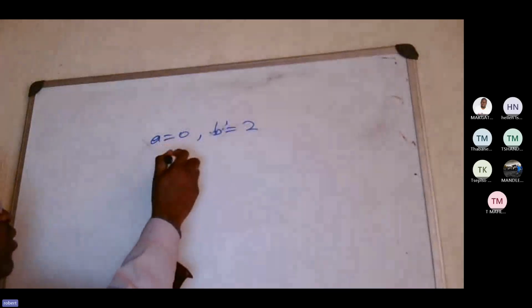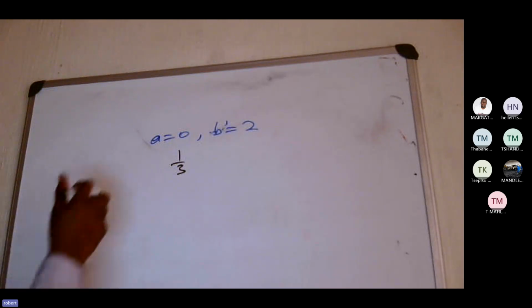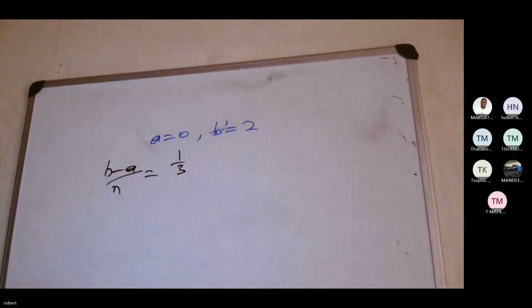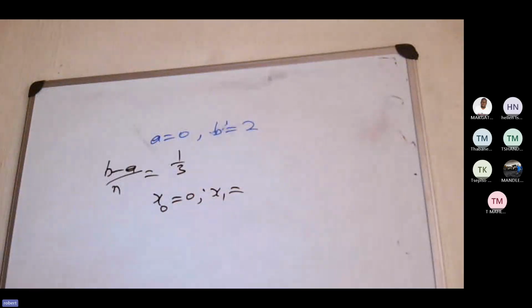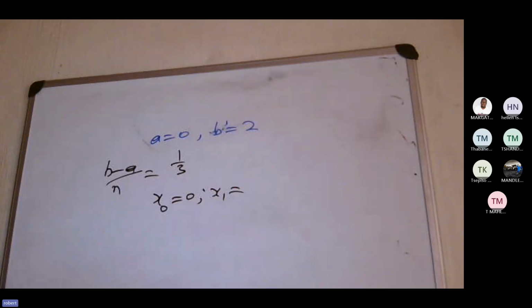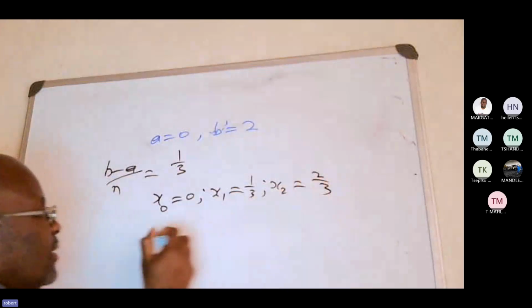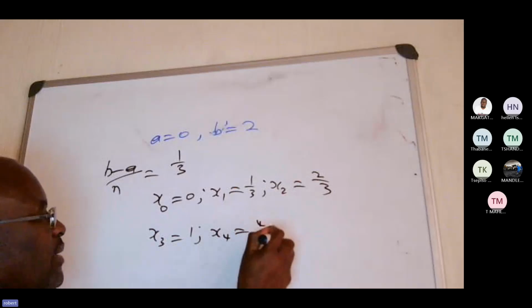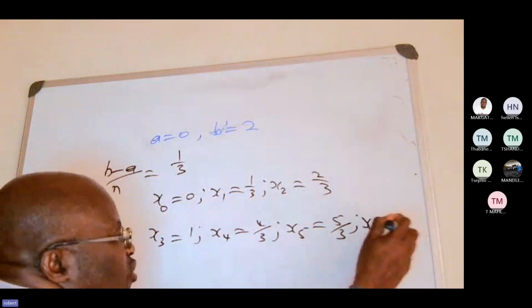The length of each of those equal subintervals is 1/3. Hopefully that makes sense. That way we have said x0 is 0, and x1 is 1/3, whether Simpson or trapezoidal. X2 we have said is 2/3. X3 we have said is 1. X4 we have said is 4/3. X5 we have said is 5/3. And X6 we have said is 2.